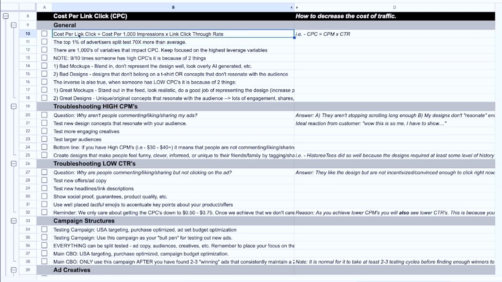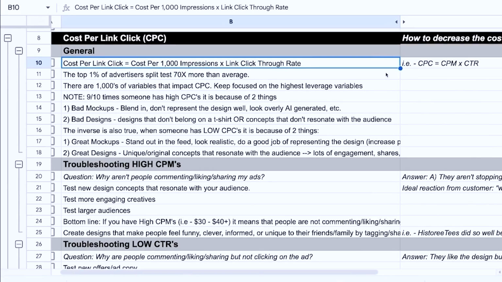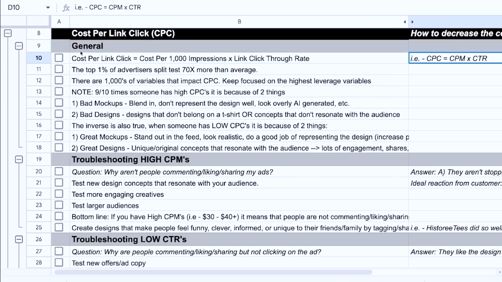So, cost per link click. To start off, let's recap that cost per link click is simply our CPMs and our link click-through rate. So CPC equals CPM times CTR.